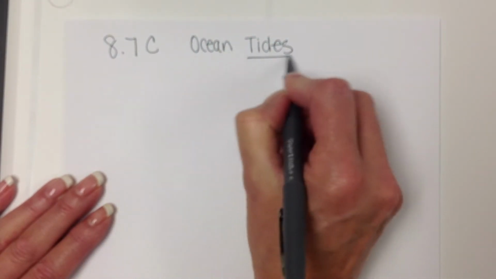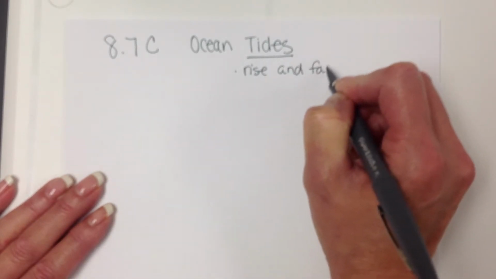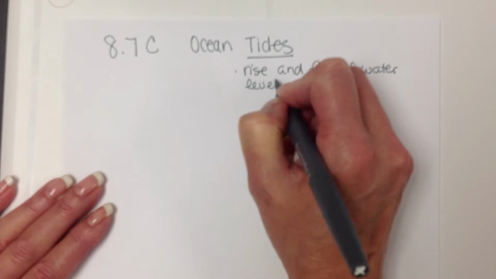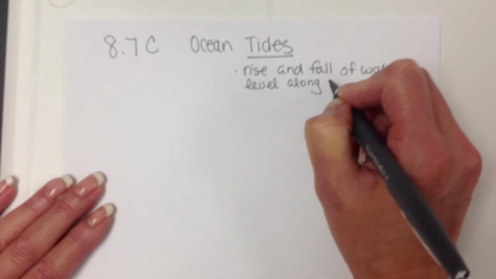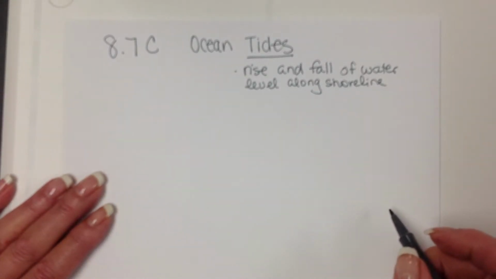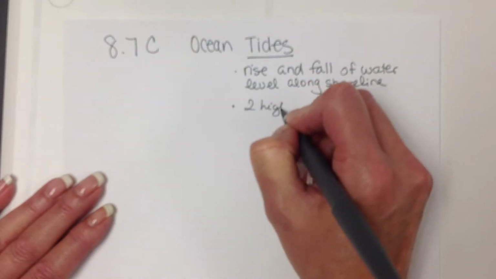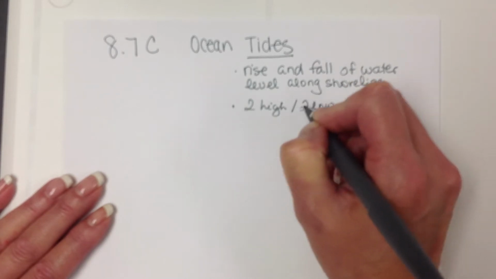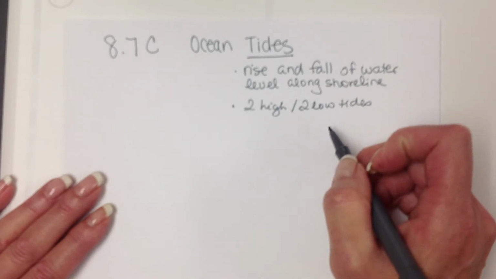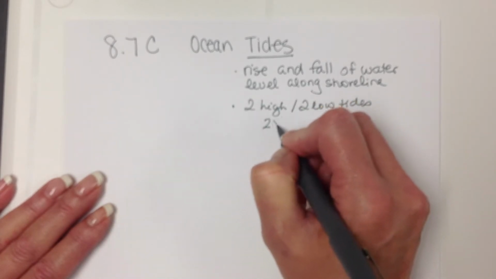Now remember, tides are the rise and fall of the water level along the shoreline. High tides obviously are where the water level is higher, and low tides are where the water level is lower. We have 2 high and 2 low tides along our coastline, the Gulf Coast shoreline, twice a day. So 2 highs, 2 lows, 2 times a day.